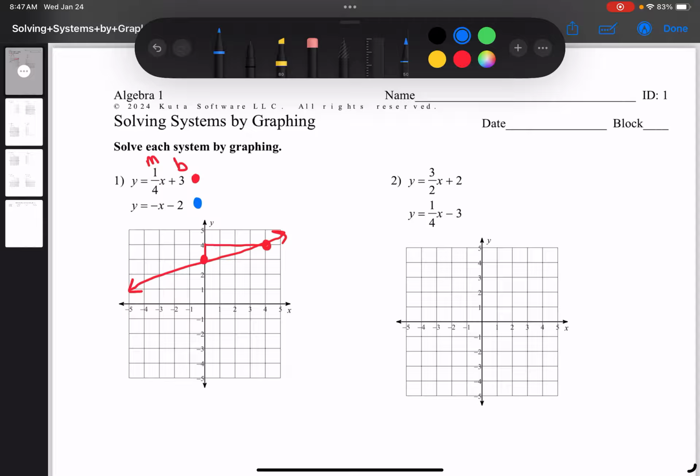Then for the blue one, we begin with b. So b is -2. We go to -2 and plot a point. Now remember, when we have negative x, it's -1 over 1. So I go down 1 and right 1 and plot my point, and then I can draw my line.